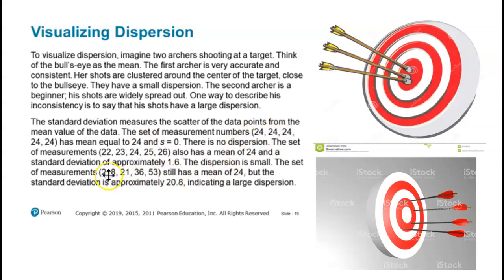Now, if I add up these numbers, 2, 8, 21, 36, and 53, it has a mean of 24 as well. But the standard deviation is about 20.8, because it has values that are so far away from the mean. If the mean is 24, 53 is a long way away from 24, and 2 is also a long way away from 24.